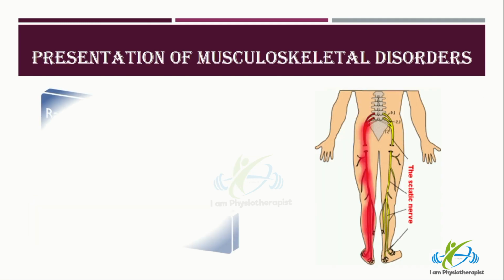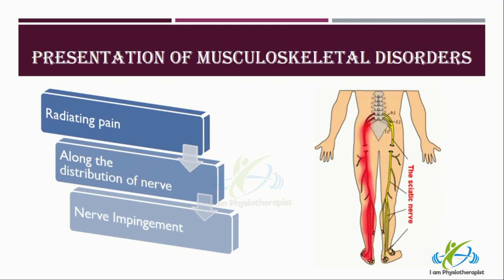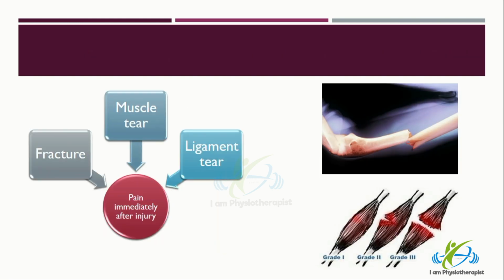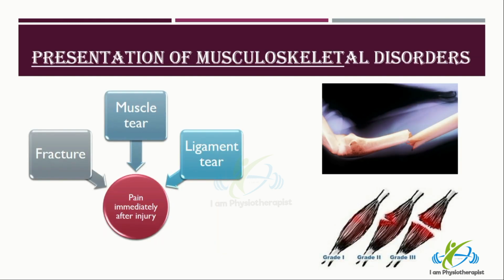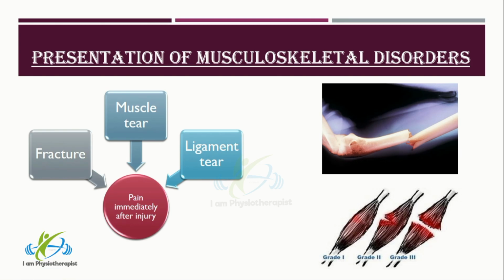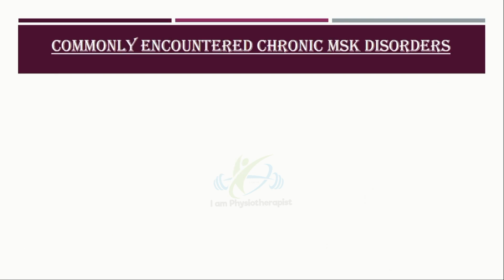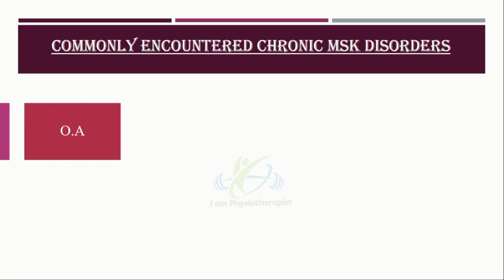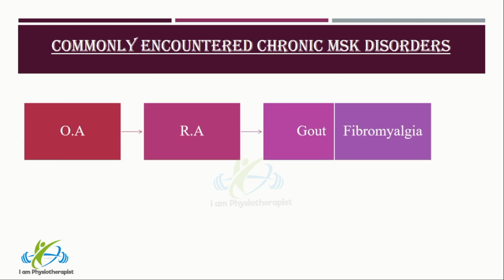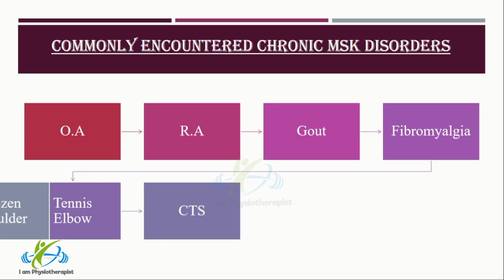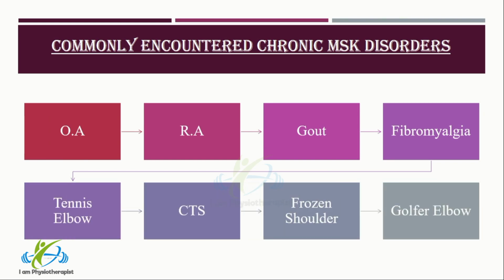Pain radiating along the distribution of a nerve usually suggests the presence of a lesion or nerve impingement. Pain occurring immediately after an injury is usually equated with a fracture, or a tear of muscle, ligament or other tissue. The problems or disorders that we will discuss in this video are osteoarthritis, rheumatoid arthritis, gout, fibromyalgia, tendinitis, tennis elbow and golfer's elbow, carpal tunnel syndrome and frozen shoulder.